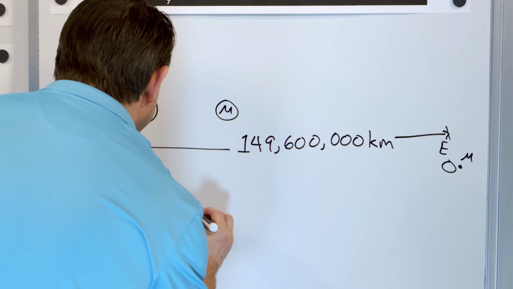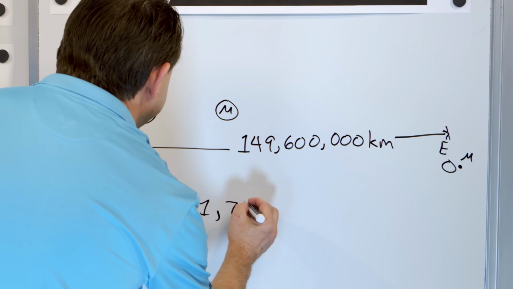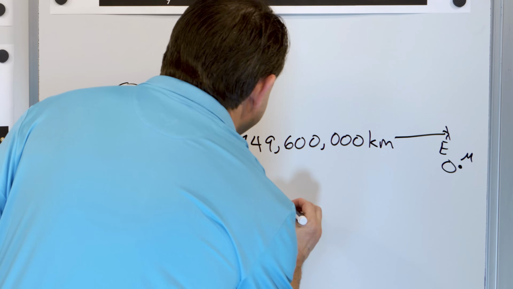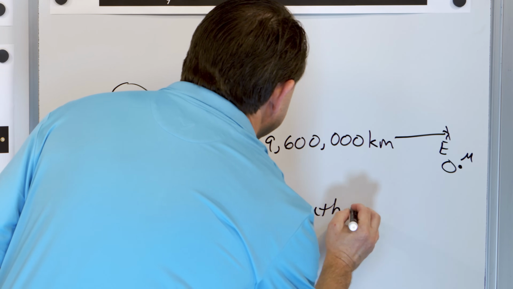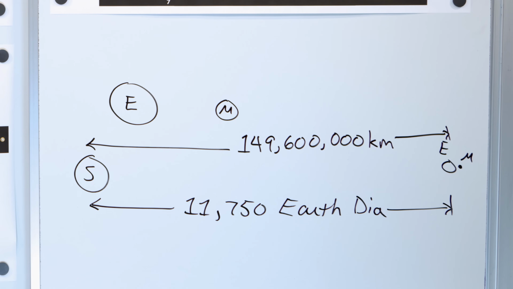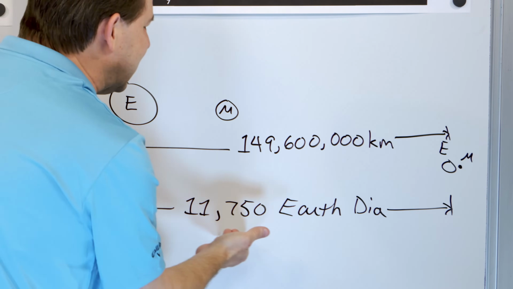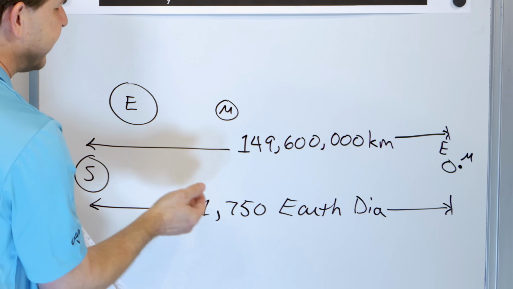The answer is 11,750 Earth diameters fit between here. So you can see my picture was completely wrong, right? This is an Earth diameter. How many do you think I drew fit in here? Well, you'd have to fit almost 12,000 Earth diameters between the sun and the Earth. See, the solar system and anything you talk about in space is just much, much, much bigger than you think. No matter what you think, it's always bigger than that.